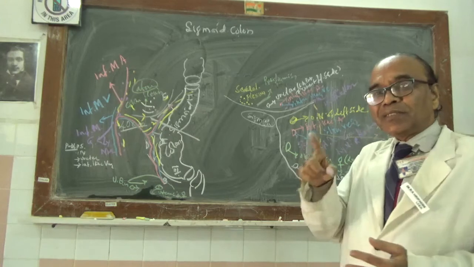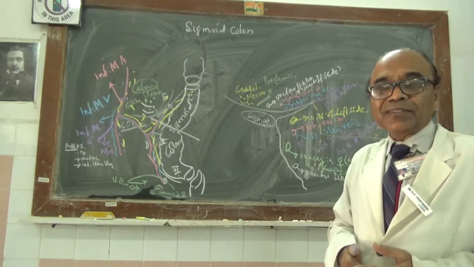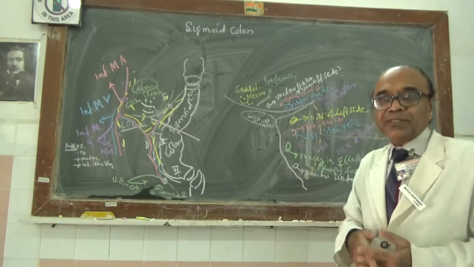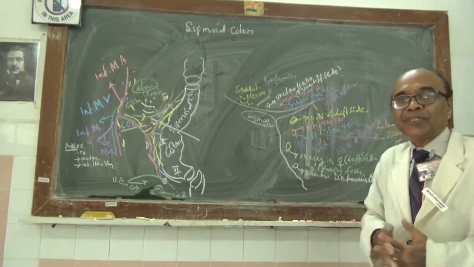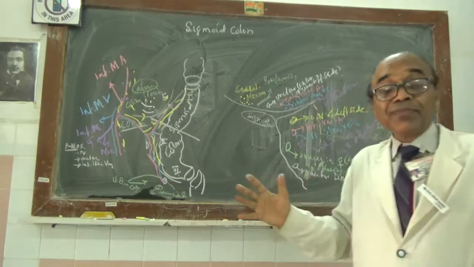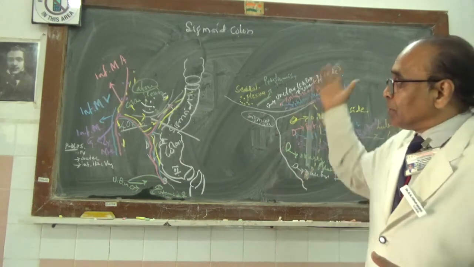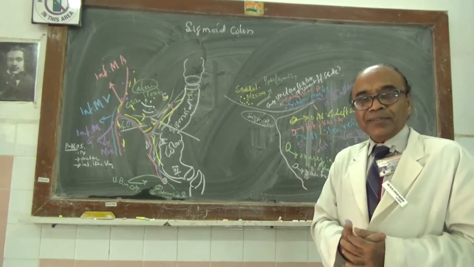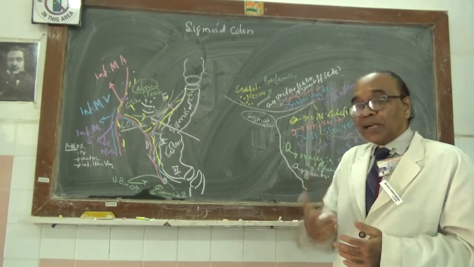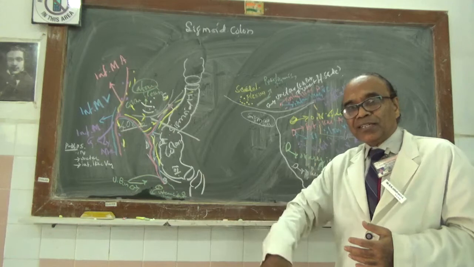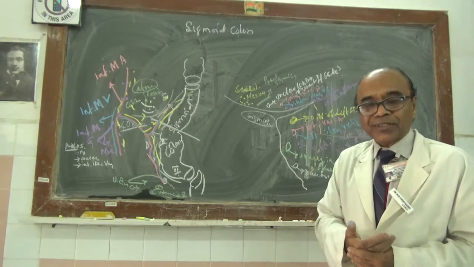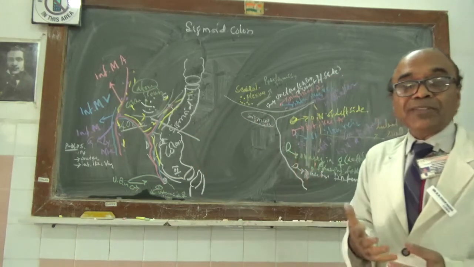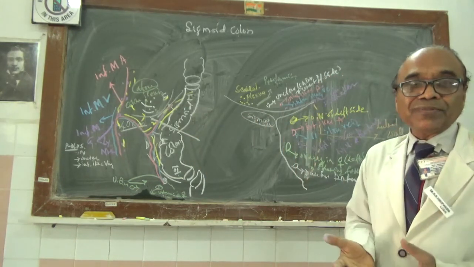But the transverse colon is a mixture of midgut and hindgut. The right part is from the midgut, the left part of the transverse colon is from the hindgut. So this is the difference. Now, as is the development, so is the blood supply. Blood supply for the jejunum and ileum is by the superior mesenteric, while the colonic blood supply is dual.